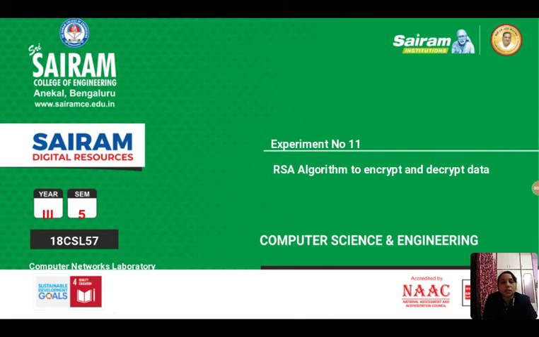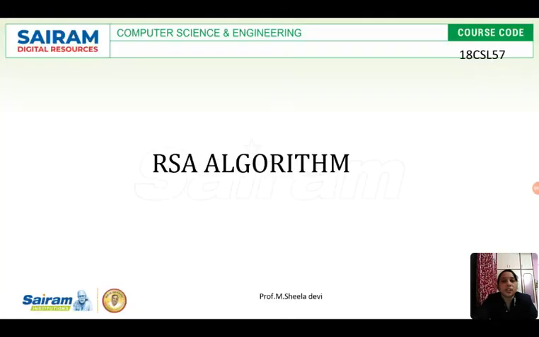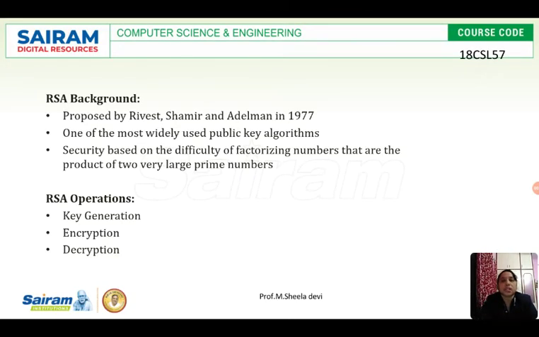RSA is a public key cryptography algorithm which helps us to encrypt and decrypt data. RSA is named after the scientists Rivest, Shamir and Adleman. With these three scientists' names, it was named RSA in 1977. It's one of the most widely used public key algorithms, and its security is based on the difficulty of factorizing numbers.